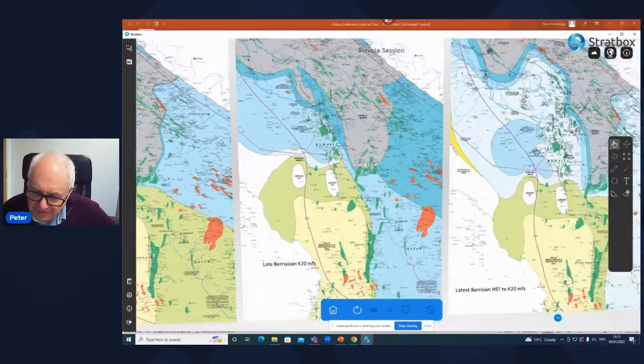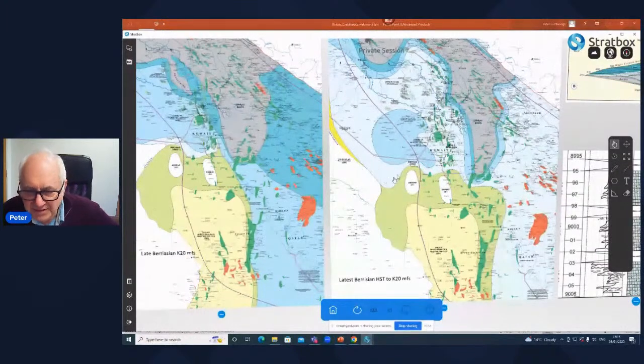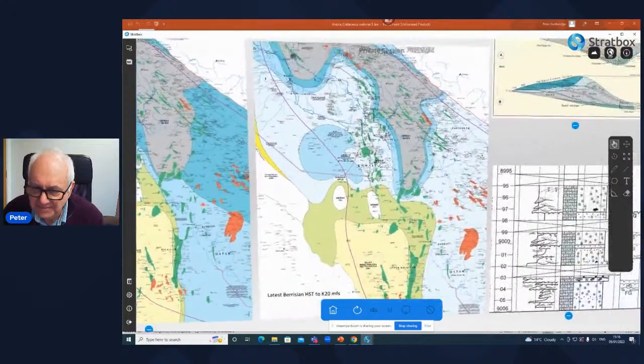And then during the high stand, you get the progradation of the shallow water carbonate systems into the basin centre from the basin margins. And we can see here that we can constrain the distribution of the potential reservoir within the Minagish carbonate systems.